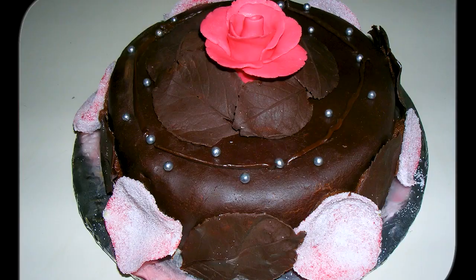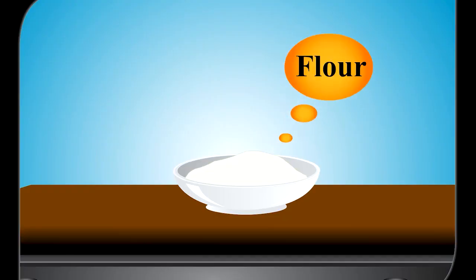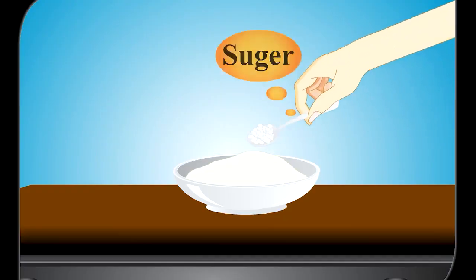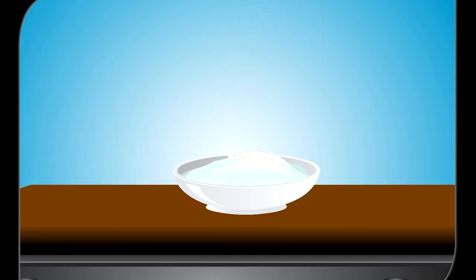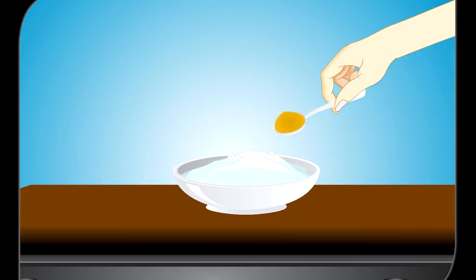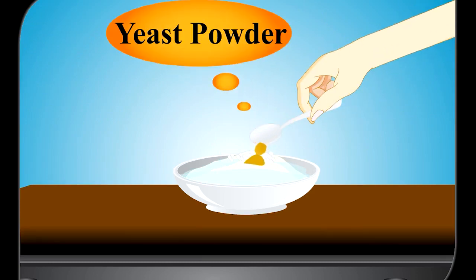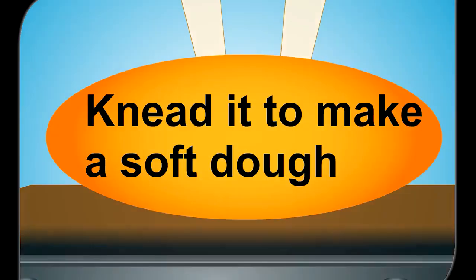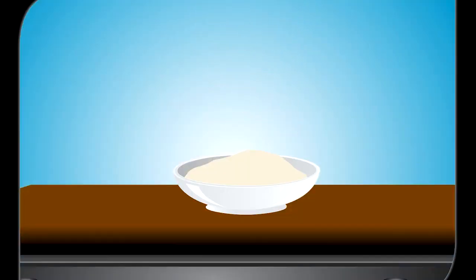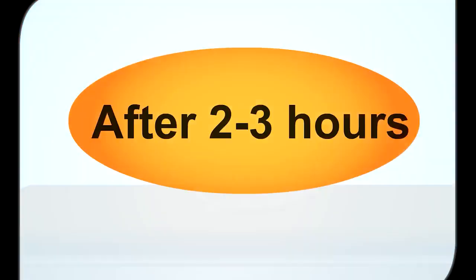lactobacillus. Yeast is used in the baking industries for making breads, cakes, etc. Take a cup of flour and add 2 tablespoons of sugar and mix it well with warm water. Add a tablespoon of yeast powder and knead it to make a soft dough. Leave this dough in a container for 2 to 3 hours.